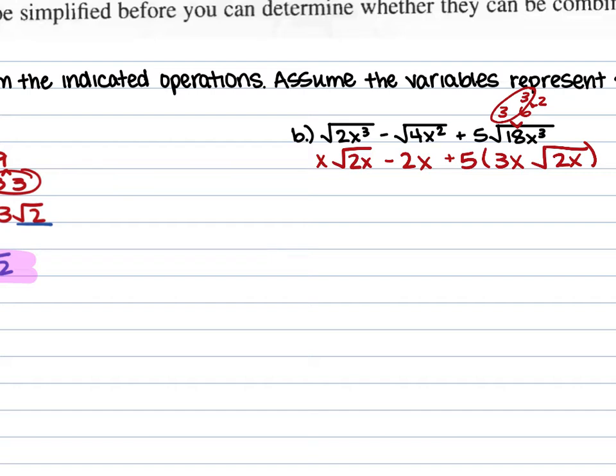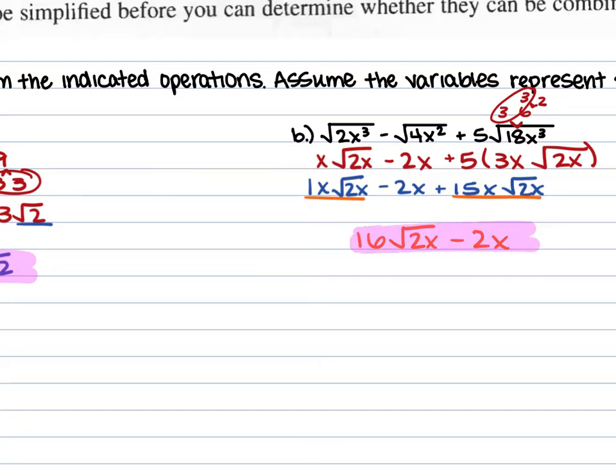When you multiply these, because the 5 was out front beforehand, the 5 and the 3x will multiply, and it just stays attached to that 2x. So we're going to have 1x square root 2x, minus 2x, plus 15x square root 2x. Your like terms here are the ones that have the same radical attached to them. So that's the 1x and the 15x. We add those, and we get 16 square root 2x minus 2x.